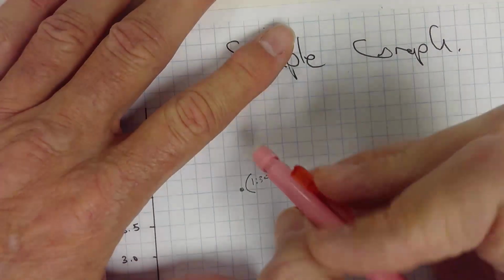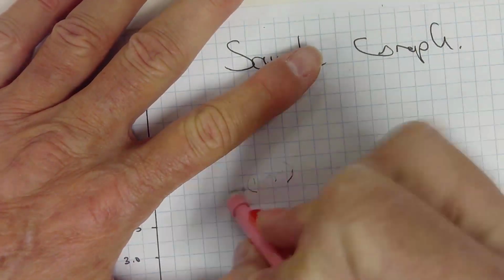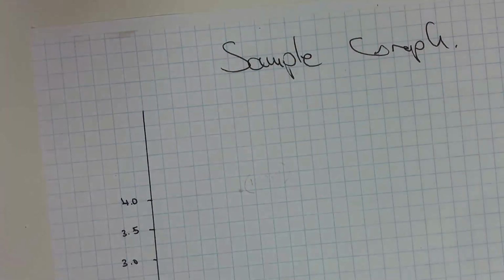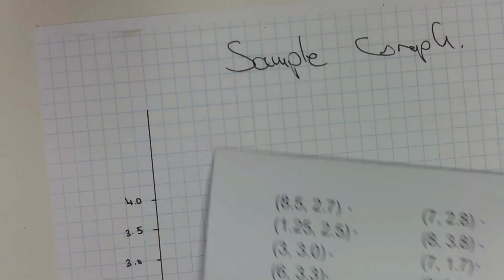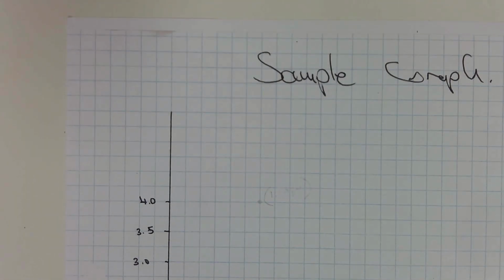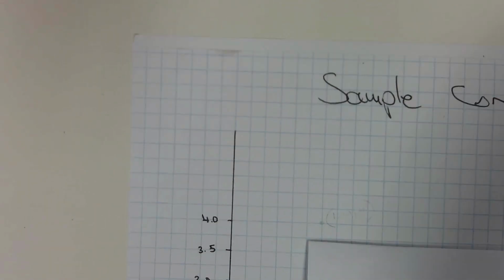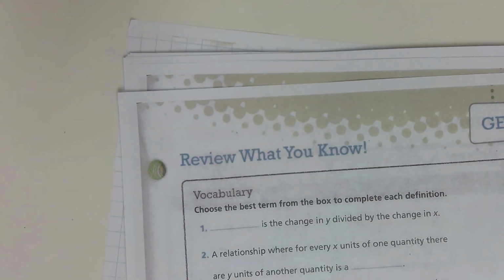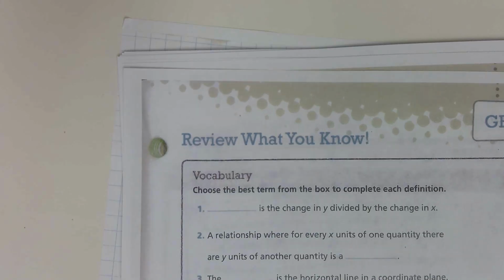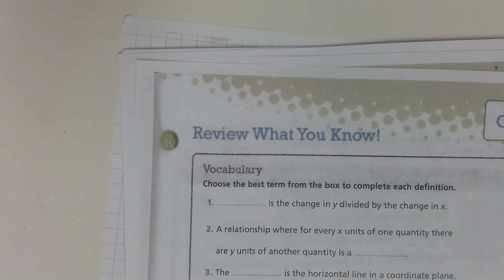And you should see somewhat of a pattern as you start filling this out. But I'll leave this up for you. And when you're done with the handout that I'll pass out here in just a moment, then you can start creating your graph. I'm going to stop this.